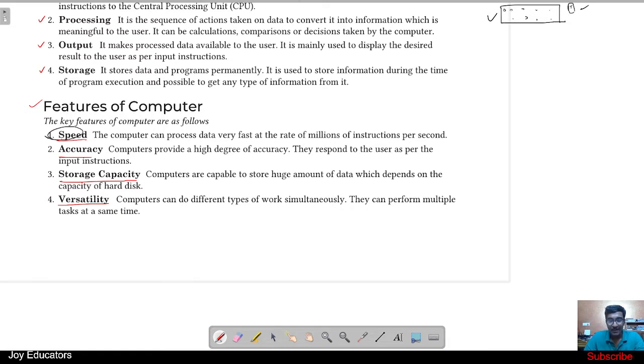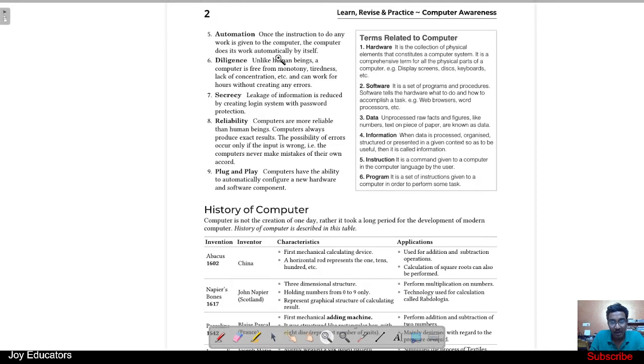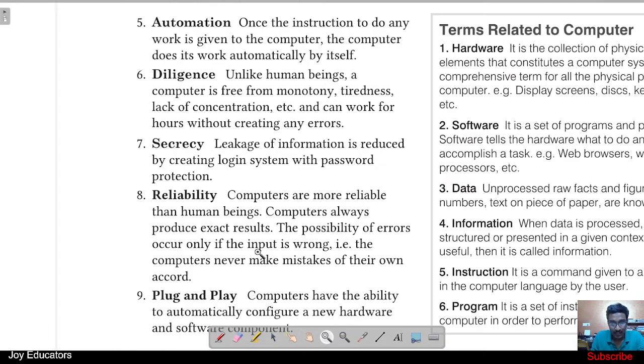All right, now let us go to the next thing. There are five more things. What are these? Automation, vigilance, secrecy, reliability, plug and play. What is meant by automation? We need not give input every time. It works automatically. That is called automation. You can just write this one which is highlighted. And vigilance. If we take human beings, what do they do?